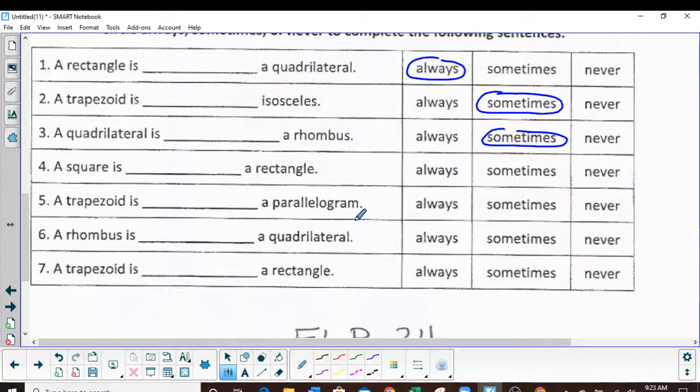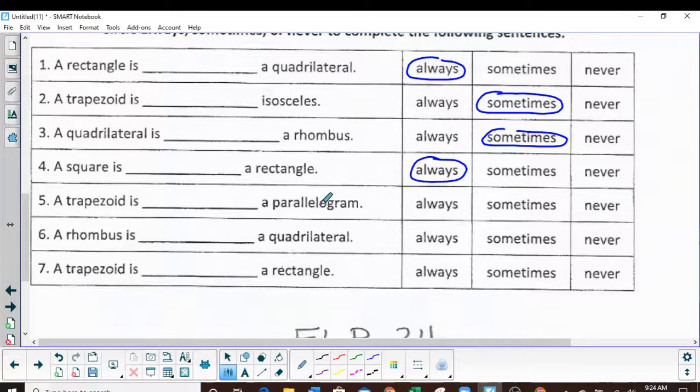Then the next one, number 4, a square is blank a rectangle. Okay, this one gets a little confusing. A square can always be considered a rectangle because in order to be a rectangle, you just have to have two pairs of parallel sides and 4 90-degree angles, which a square has, so we can always consider it a rectangle. Okay, and the only reason we call it a square is when it has 4 congruent sides. Now, we didn't say a rectangle was a square, we said a square was a rectangle. Always.